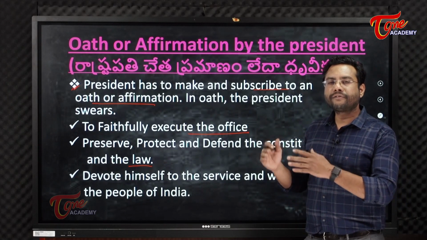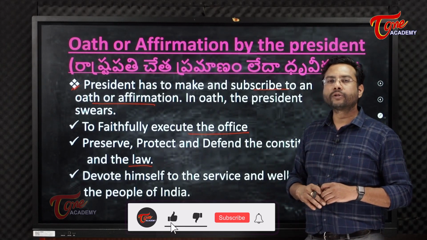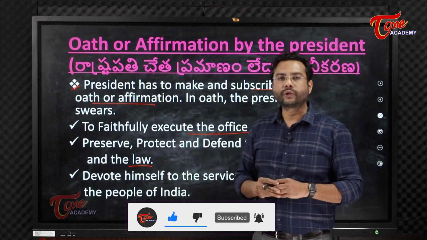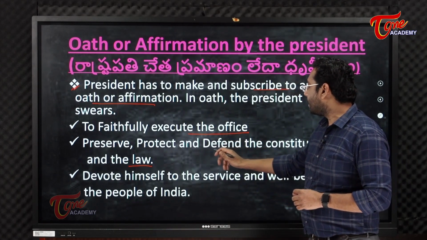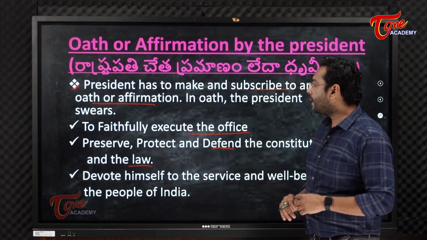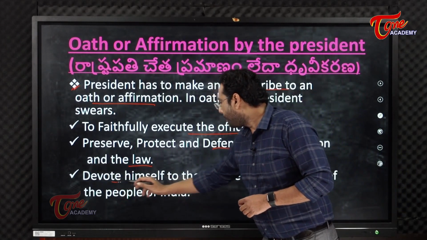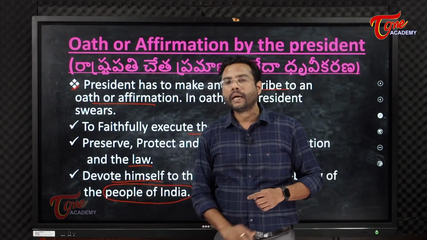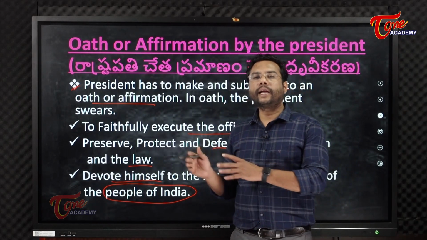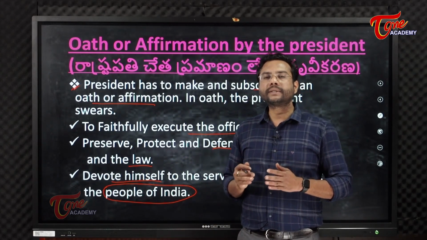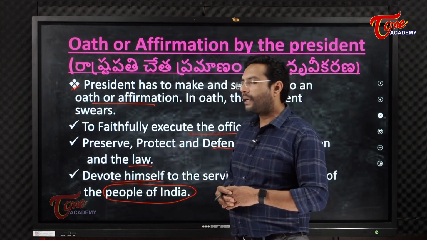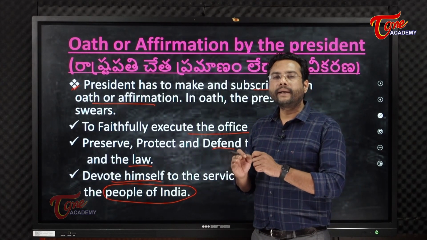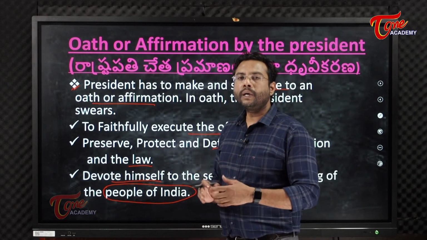because the president is the highest dignitary of the nation. He is the first citizen of India, and he has the responsibility to ensure that every act is consistent with the constitution of India. So he should preserve, protect and defend the constitution and the law. And in the oath he would also say that he will devote himself to the service and well-being of the people of India. Here the people of India is important, because the president is the president to the entire nation, the entire people. The president represents the unity, the sovereignty and the integrity of the nation. So the main responsibility of the president is to protect and defend the constitution and to serve the people of India.